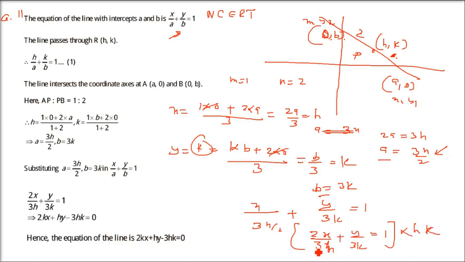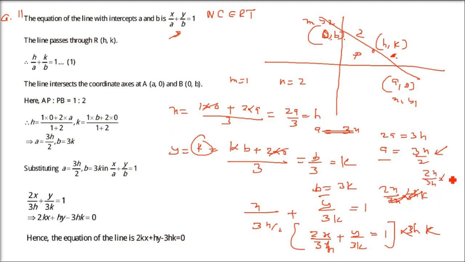Now multiply all of these by 3hk. Better to multiply by 3hk, because whenever we multiply, we want to get rid of the denominator. So 2x by 3h into 3hk will be what? 3h gets cancelled, you get 2x into k, so it is 2kx actually.